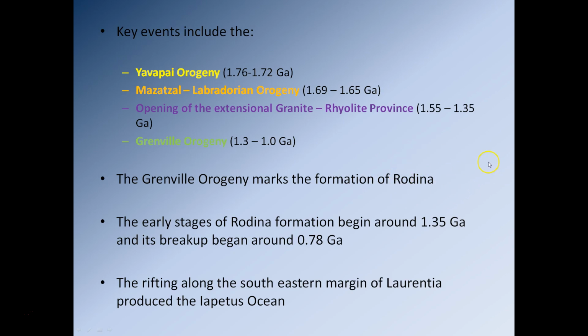The early stages of Rodinia formation began around 1.35 billion years ago, and it broke up around 0.78 billion years ago. The rifting that occurs as Rodinia breaks up begins to form the Iapetus Ocean, which is going to become very, very important when we start talking about the Paleozoic tectonic situation with regards to North America.